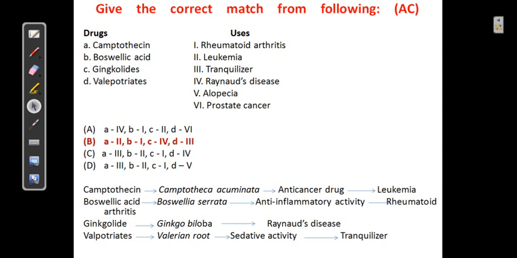Next one is boswellic acid. Boswellic acid is obtained from Boswellia serrata and it has anti-inflammatory activity. So it is used in treatment of rheumatoid arthritis. Ginkgolides are obtained from Ginkgo biloba and they are used in Raynaud's disease. Valepotriates are obtained from valerian root and have sedative property, so useful as a tranquilizer. So the correct answer is option B.